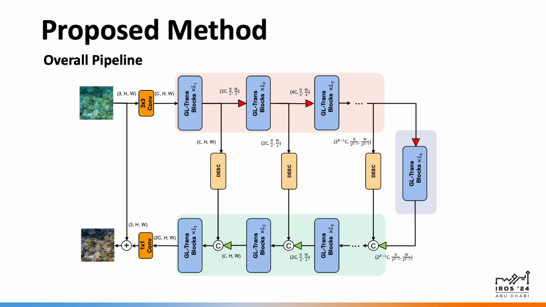The overall design of our proposed WaterFormer is illustrated in this figure. The degraded underwater image is first processed by a 3x3 convolutional layer to extract low-level feature embeddings X0. These features then pass through K encoder stages, each focusing on local information. After the encoder stages, a bottleneck stage with L GL trans blocks processes the deep features. The GL trans blocks in this stage include an environment adapter, enhancing adaptability to diverse underwater conditions.